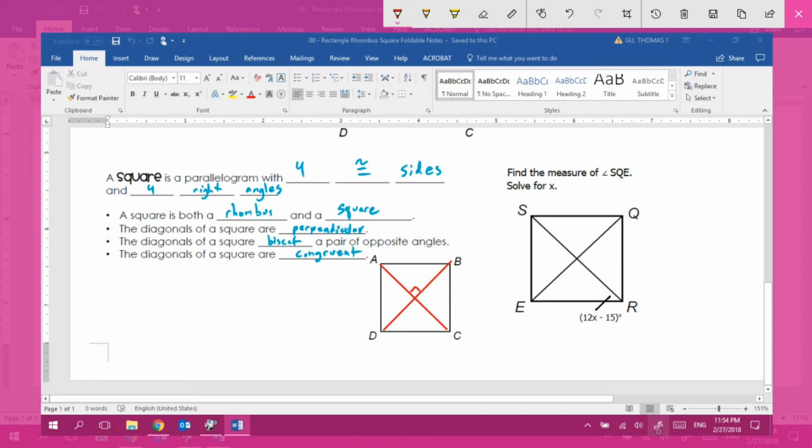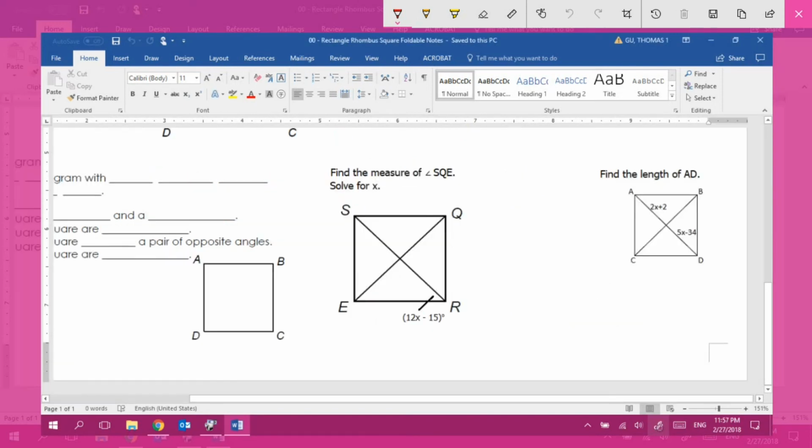Okay, the diagonals of a square bisect a pair of opposite angles. That means it's going to tell us that these angles are the same, and that would be the same as these. But remember, a square has 4 right angles, so all of those angles are going to be the same. Then we know that all 4 sides are congruent as well. So there you go. So let's use these properties to find some answers.